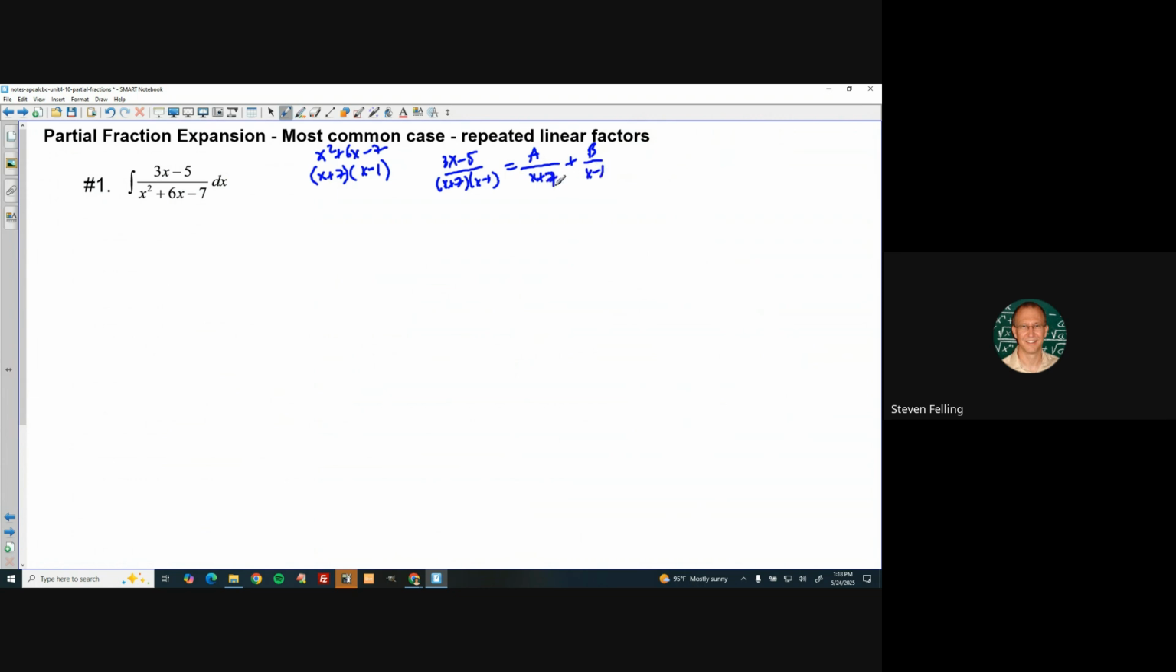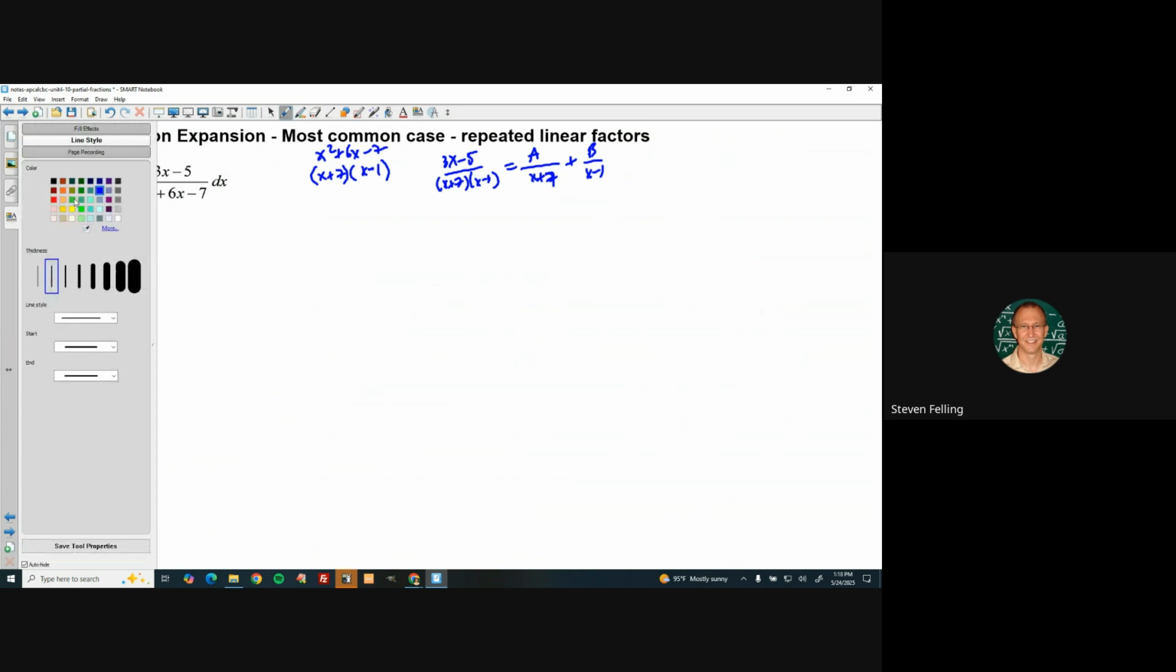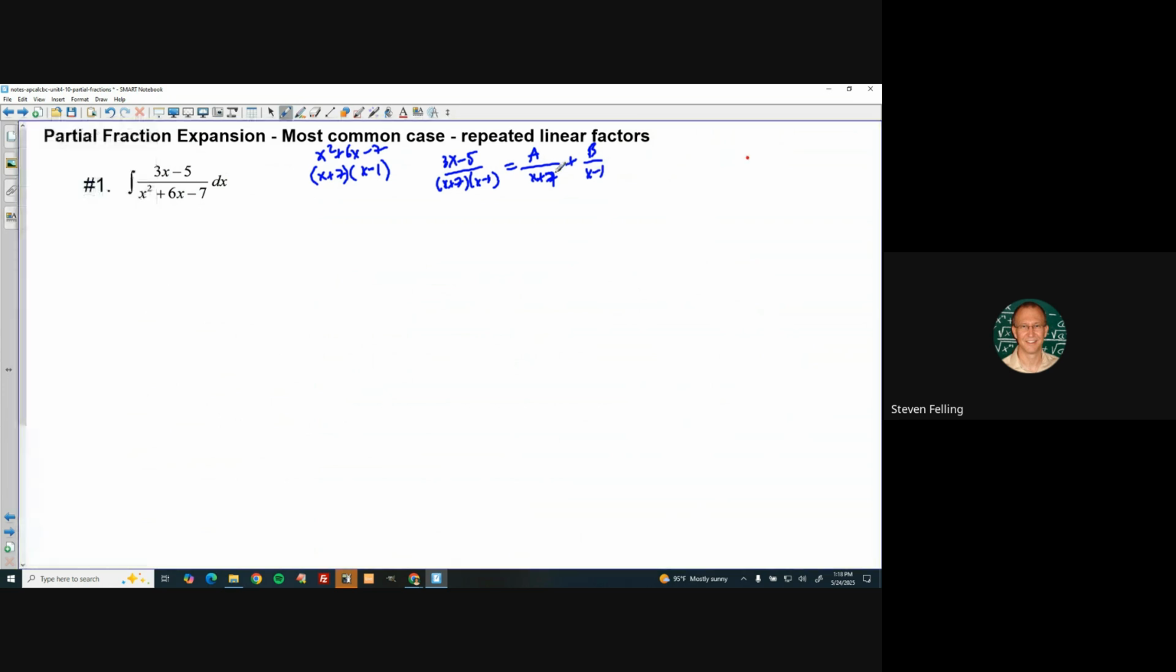It doesn't matter which order. And then we're going to do whatever we need to do to get a common denominator. So if this is x plus 7, to get the common denominator, we have to multiply this by the other one's denominator, x minus 1. And we have to multiply this term by the other term's denominator, x plus 7.